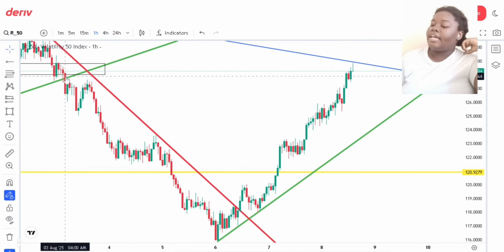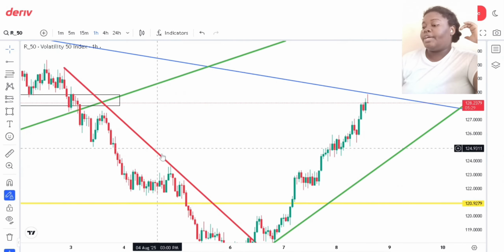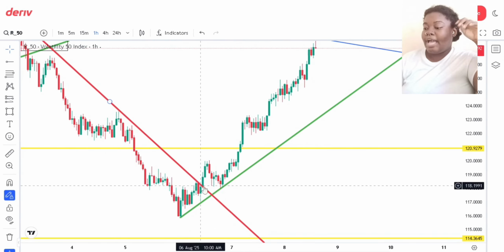As we can see here, the market was pushing to the downside from the break of this green trend line here. It was pushing down. We have a trend line here with 1 touch point, 2 touch points, and then the actual break happened here.